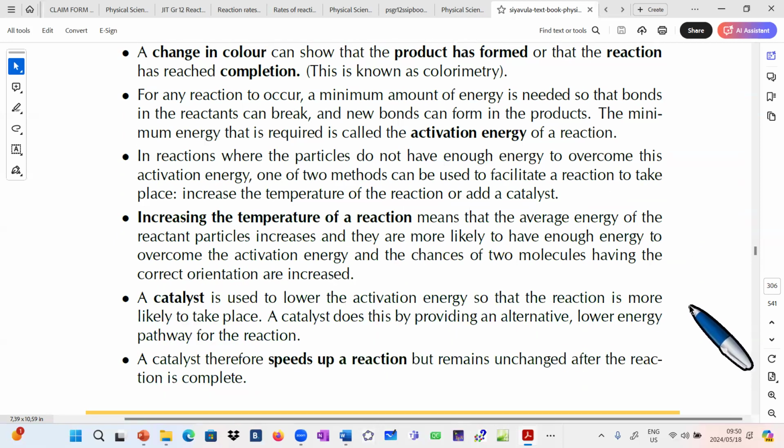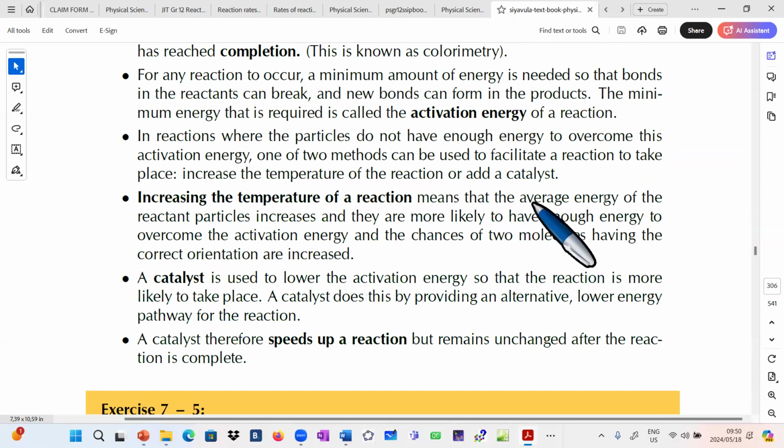Let us look at increasing the temperature of a reaction. Increasing the temperature means that the average energy of the reactant particles increases, so they are more likely to have enough energy to overcome the activation energy, and the chances of two molecules having the correct orientation are increased. A catalyst is used to lower the activation energy so that the reaction is more likely to take place.